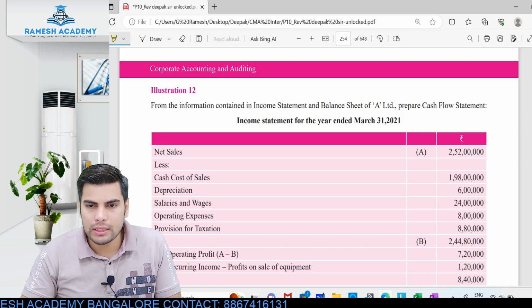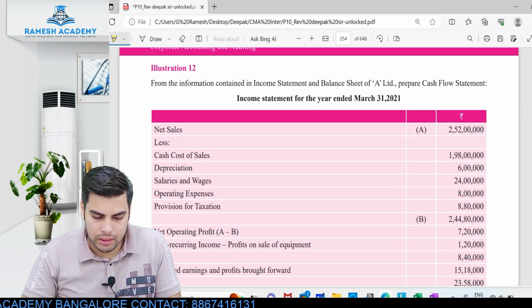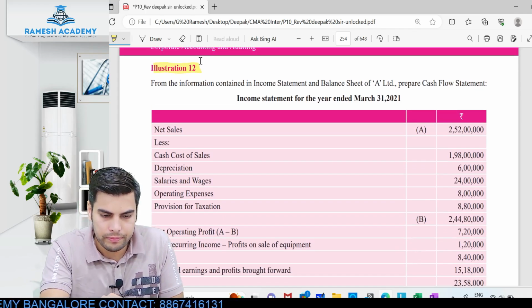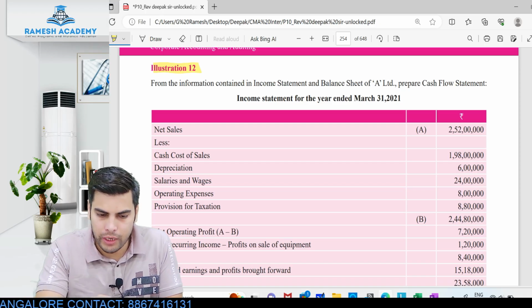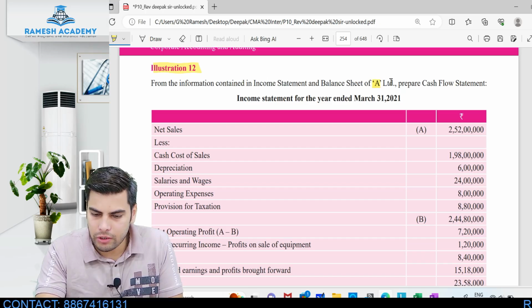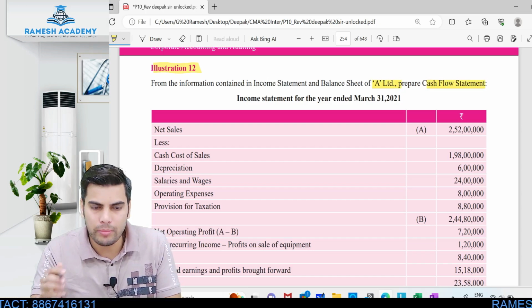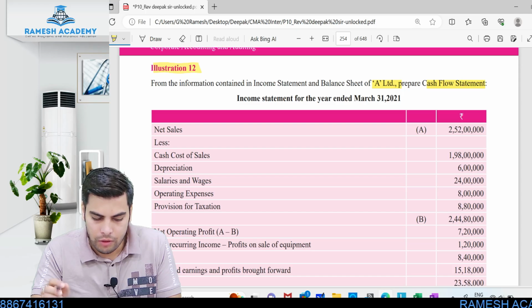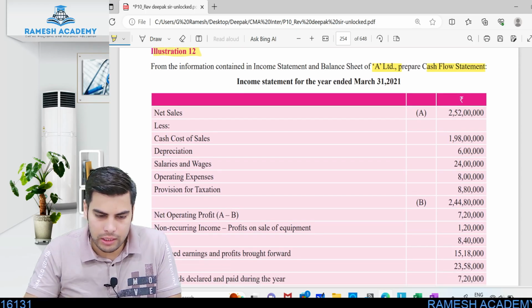Alright, so let's have a look at the next illustration, that is illustration number 12. Let me read this illustration for you. From the following information contained in the income statement and balance sheet of A Limited, prepare the cash flow statement. So here they are asking us to prepare the full-fledged cash flow statement. So let's read this.